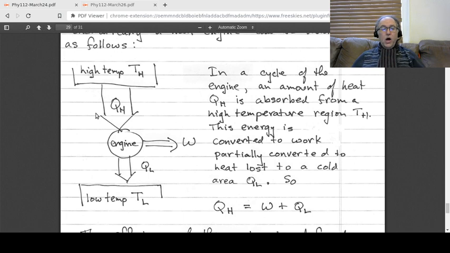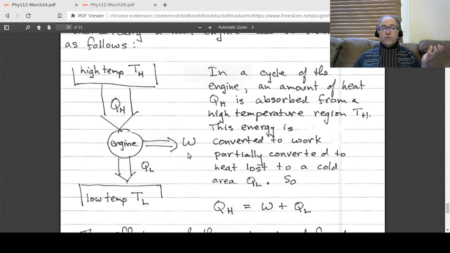All heat engines have this basic schematic to them. Basically, you have to have one region which is hot, a high temperature region, usually called a high temperature reservoir. There's a lot of energy here, in a region where the temperature is hot, T_H for hot. Now, in any one cycle of this engine, you absorb a certain amount of energy, Q_H, in the form of heat. So Q_H is absorbed from the high temperature reservoir.